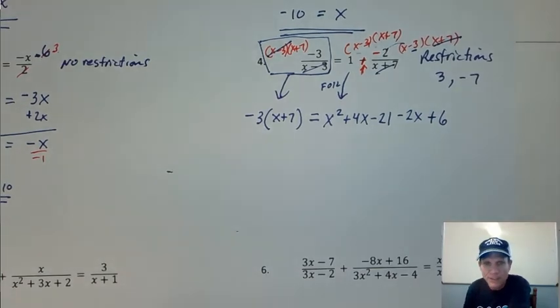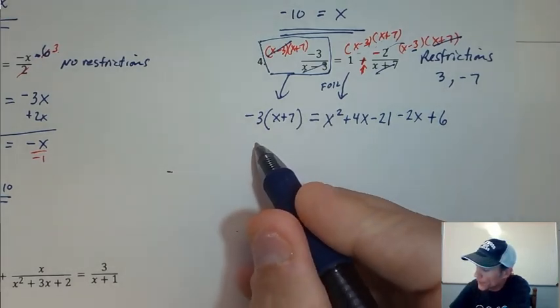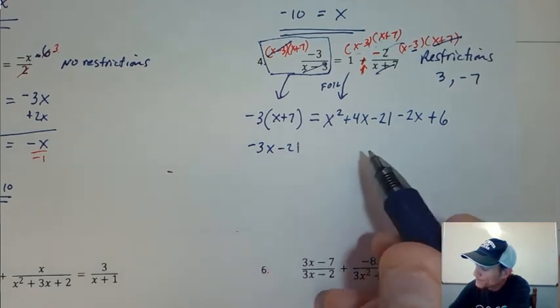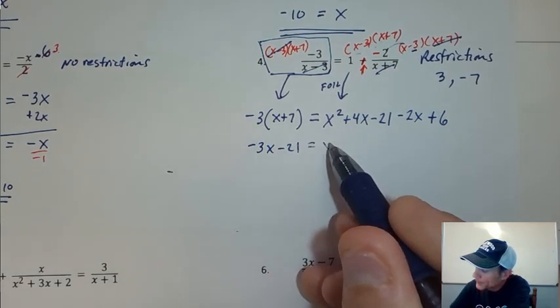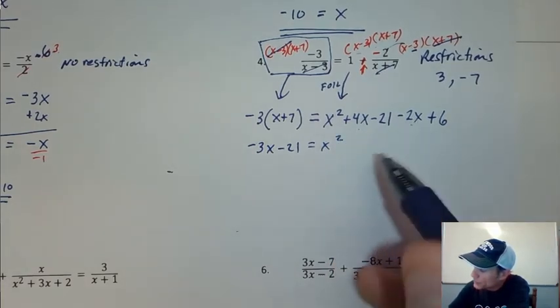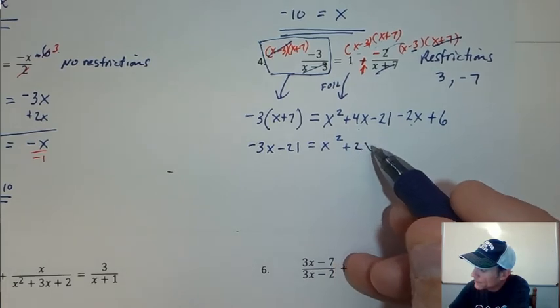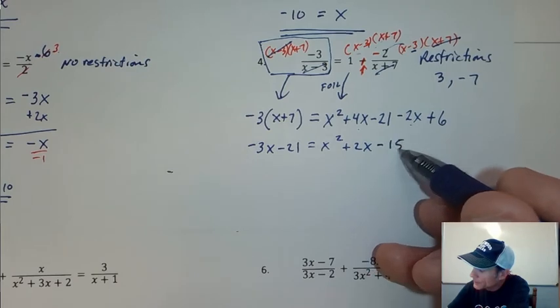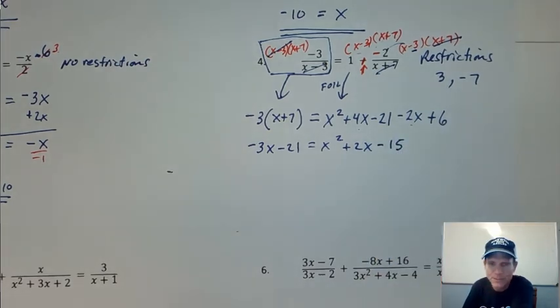I've got quite a mess here to work with, but I'm going to just start picking away at it. I have negative 3x minus 21. I'm going to combine some things together. I have x squared. I have 4x minus 2x, which is 2x. Negative 21 plus 6, and I get minus 15. So combining some like terms.